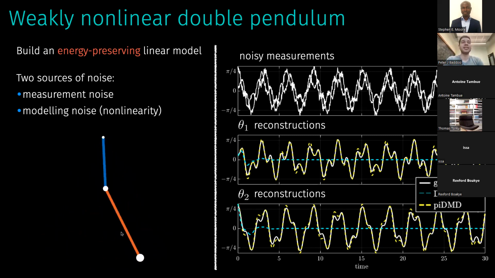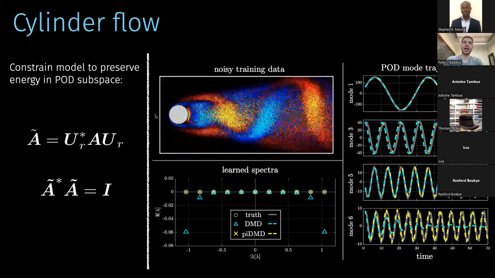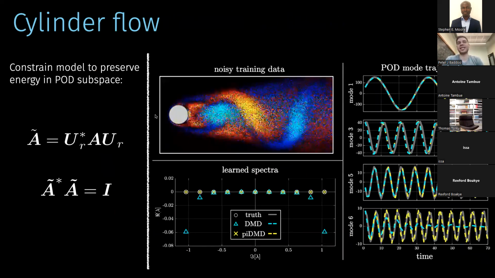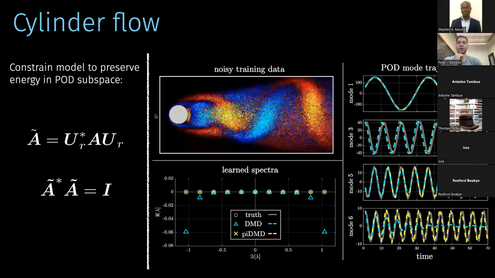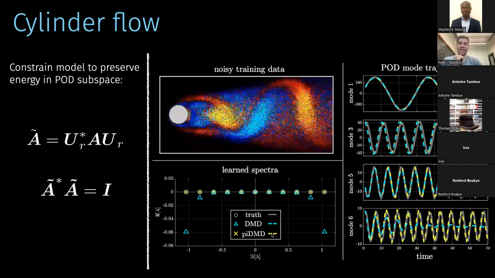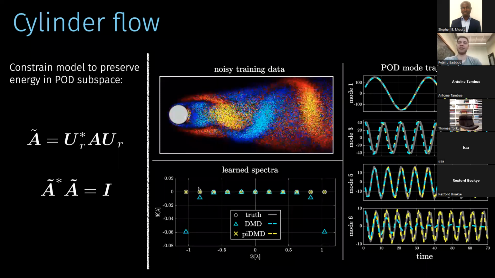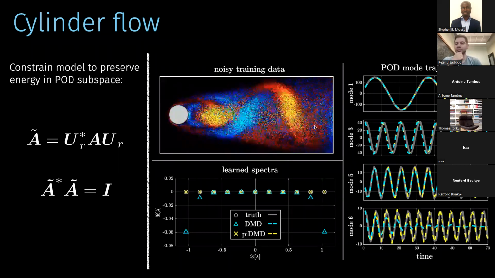We can apply a similar principle to studying the flow past a cylinder. And when it's on this limit cycle, the 2 norm of the state is approximately constant. And again, when it's noisy, our physics-informed DMD is able to learn the eigenvalues of the data, like learn the spectrum with much more accuracy than a standard DMD approach, which is corrupted by noise.